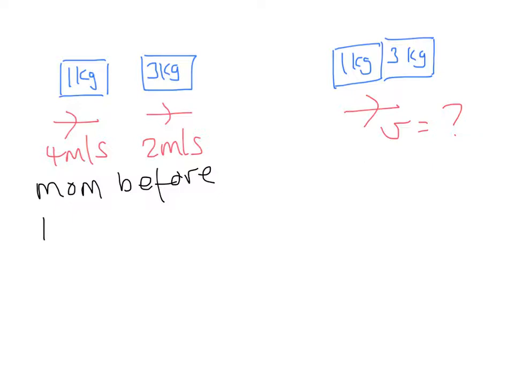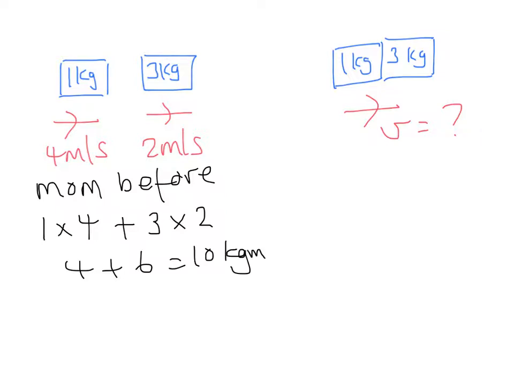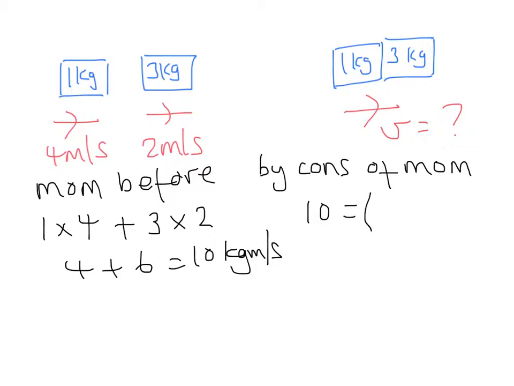So we have mass, 1 kilogram, times velocity, 4 meters per second, plus mass, which is 3 kilograms, times velocity, which is 2 meters per second. 4 plus 6 equals 10 kilograms meters per second. So we have our momentum before. So by conservation of momentum, we have 10, the momentum before, is equal to the sum of the masses, because now they're coalesced, they're together, so 1 plus 3 times the velocity.